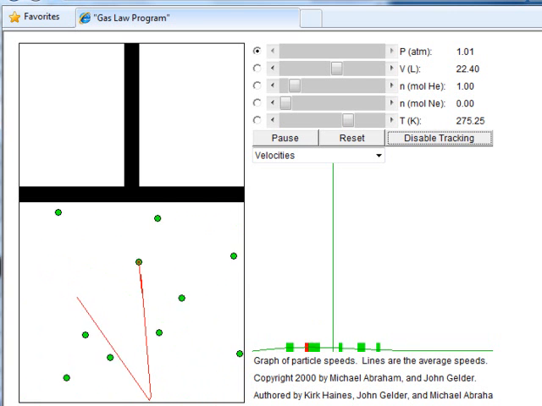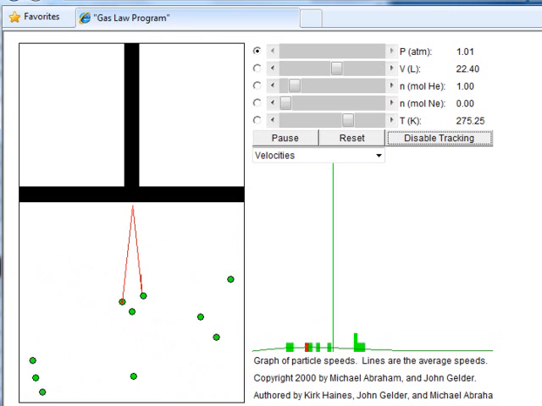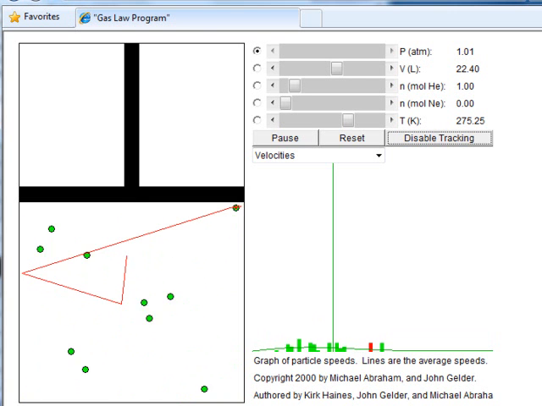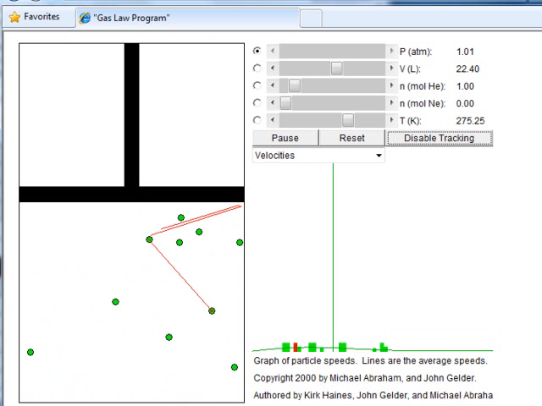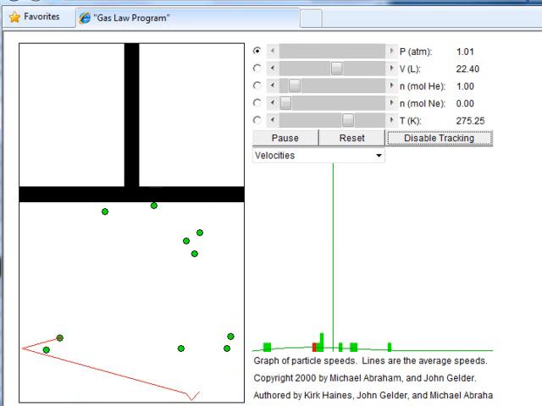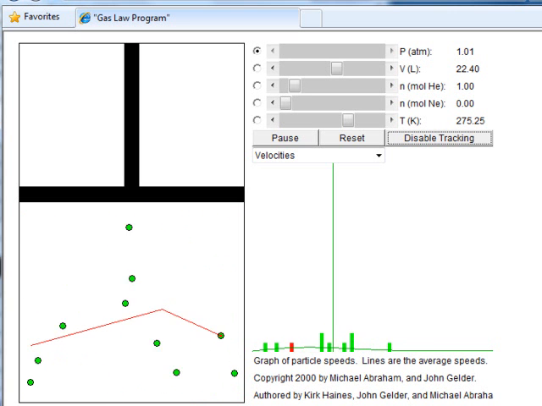Now what I want you to do is look at the red box that's moving on our graph. What does it signify? Is it showing us the average speed of our particles? Is it showing us the direction in which our particles are moving? Go ahead and take a few seconds to try and figure that out.